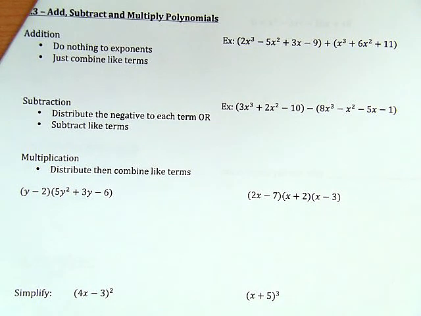Section 5.3 notes. It's really simple. It's adding, subtracting, and multiplying polynomials. So you're doing nothing in addition or subtraction or anything. You're doing nothing to the exponents. You're simply combining like terms. So like if you have 1 apple plus 2 apples, you have 3 apples.